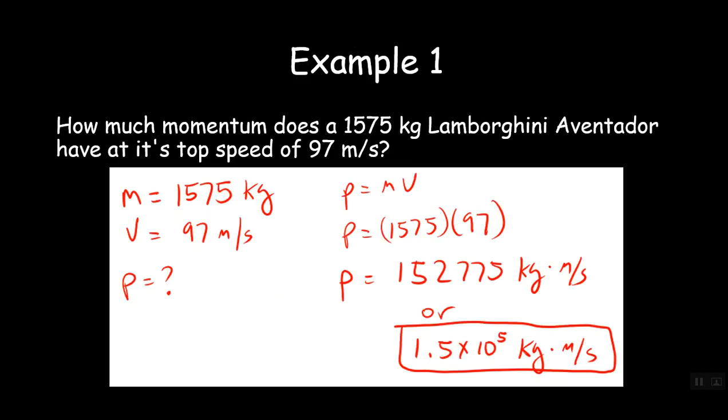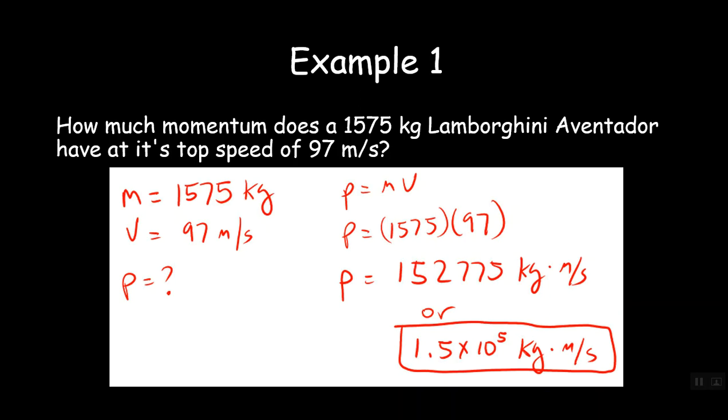So we're going to look at an example, simply applying the formula. It is straightforward. They say how much momentum does a 1,575 kilogram Lamborghini Aventador have at its top speed of 97 meters per second. Now, if you want to know how fast that is, times that 97 with 3.6.